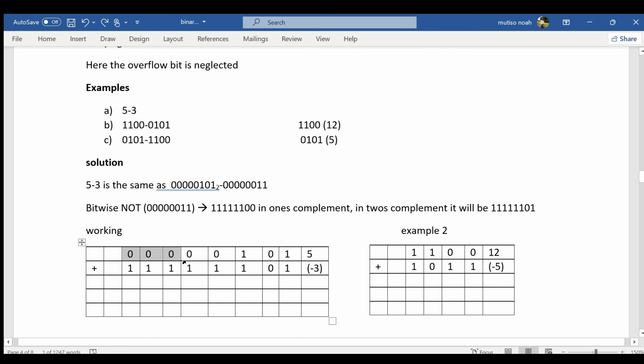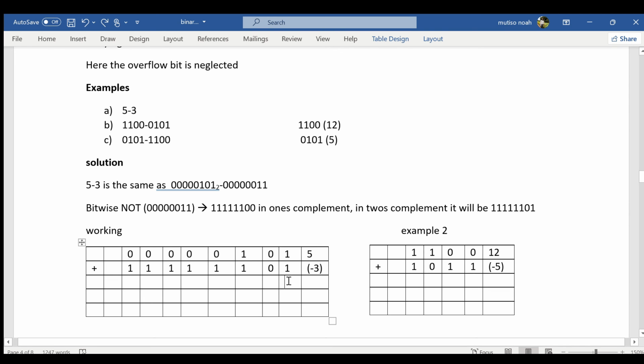This one is equivalent to 5. From the previous example, you saw that it was equivalent to 5. This is the binary number of 5. This one is the 2's complement number of -3.